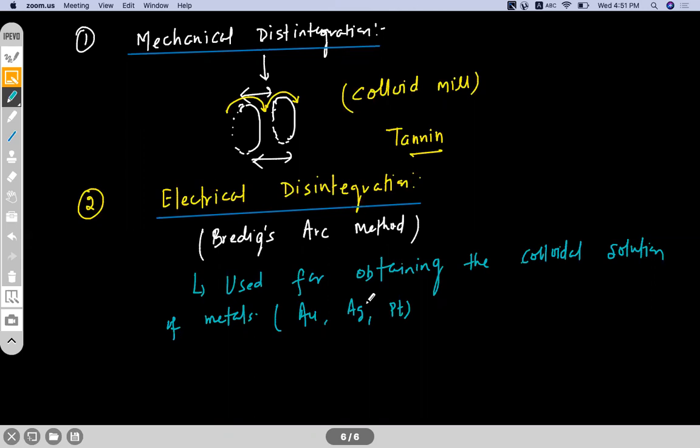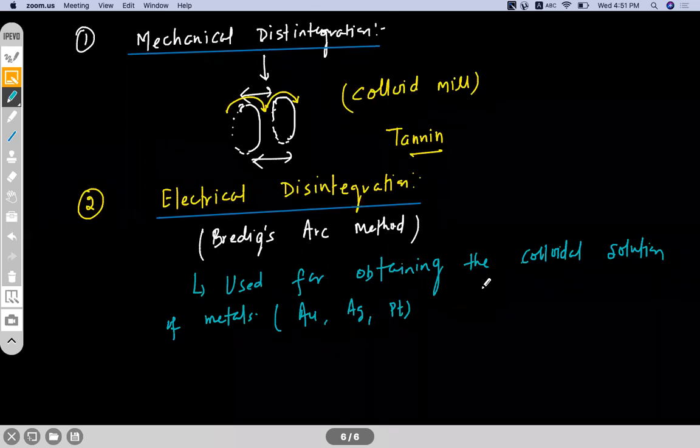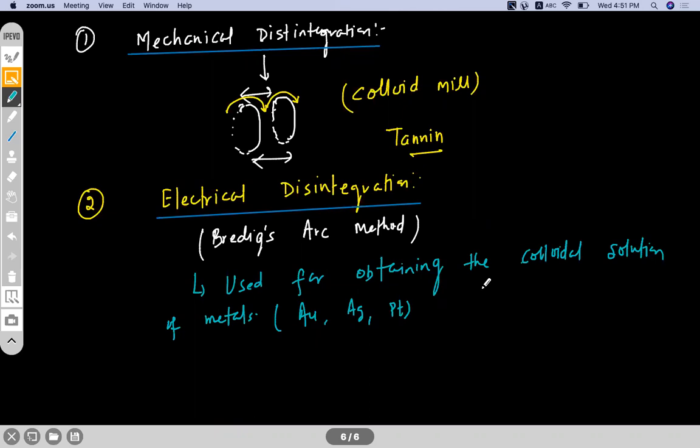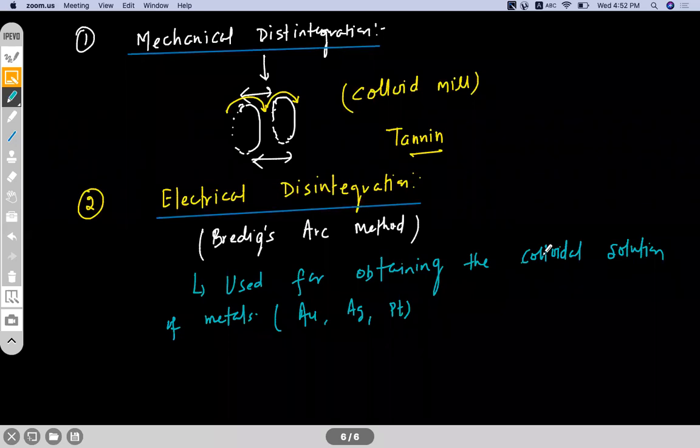Since we are giving this electric arc, some of the metal from the electrodes vaporizes because of the high heat. It then gets condensed into the dispersion medium, and hence the colloidal solution forms. So we vaporize the metal atoms by providing an electric arc, which vaporizes and then condenses back into the dispersion medium, and we get the colloidal solution. This is what happens.